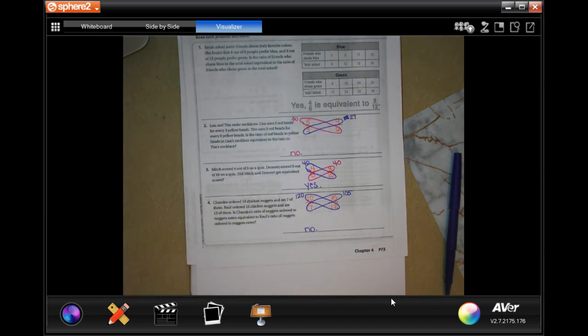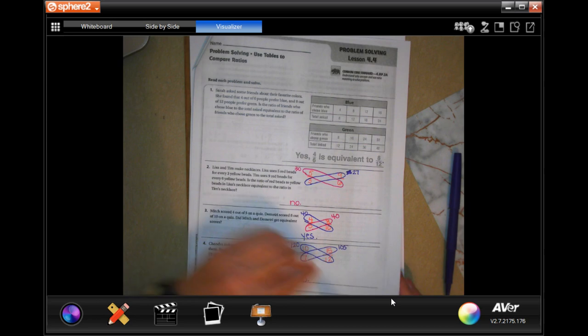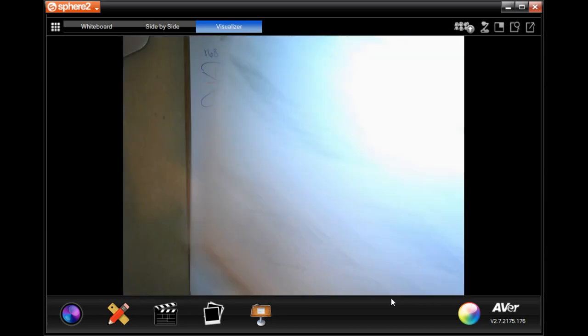All right, so we're going to go over to the back. I guess I'm turning my other pages too. This is the fastest and easiest way I can tell you to see if they're equivalent.